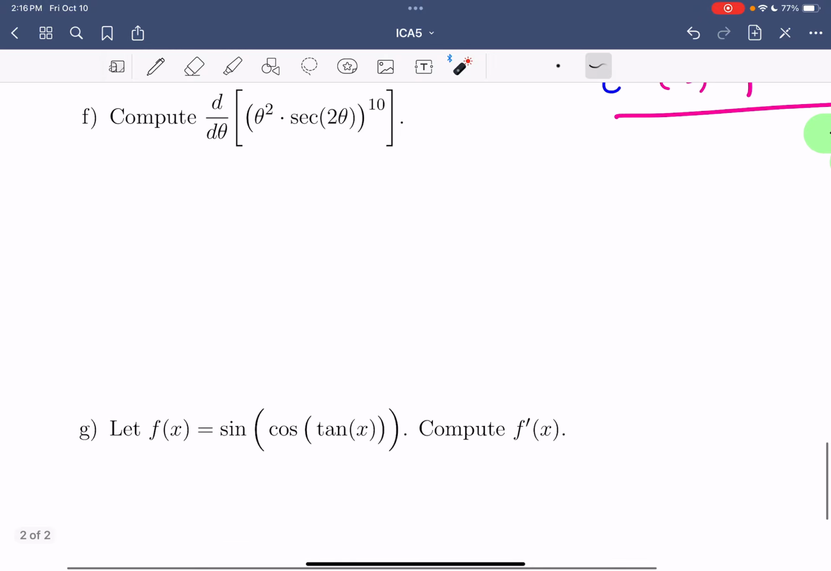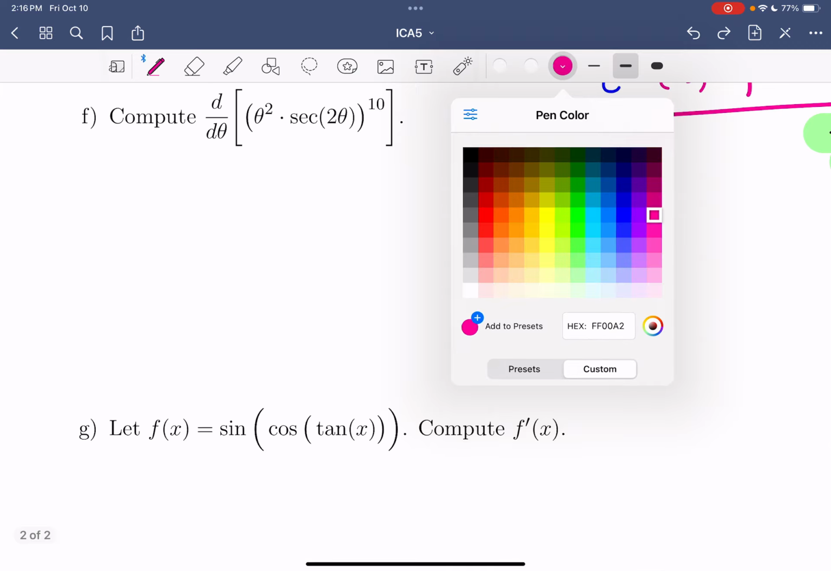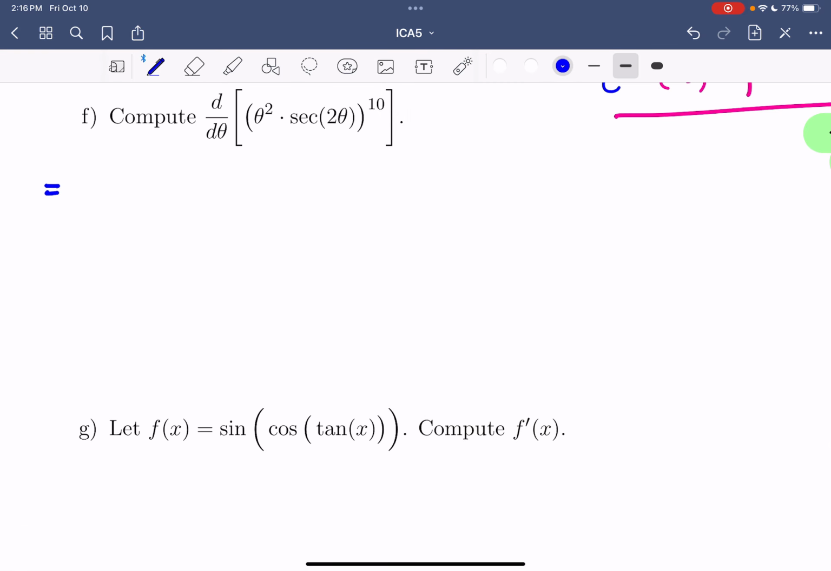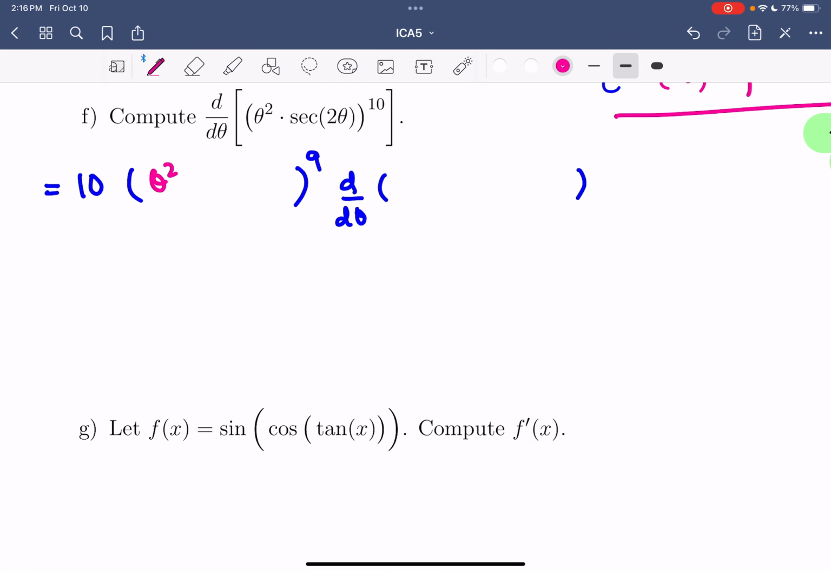Okay. I'm going to set it up. So what do I see? I see a function raised to the 10th power. So I know, using my chain rule first, that I bring the exponent to the front, ignore the baby function, subtract 1, multiply by the derivative of the baby function. That baby function happens to be theta squared times secant of 2 theta. So I need to multiply by the derivative of theta squared times secant of 2 theta.